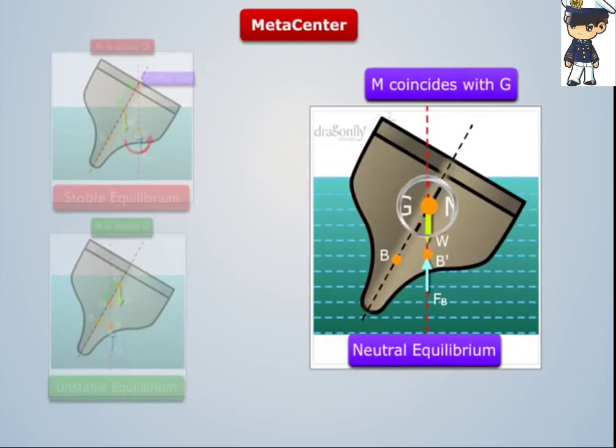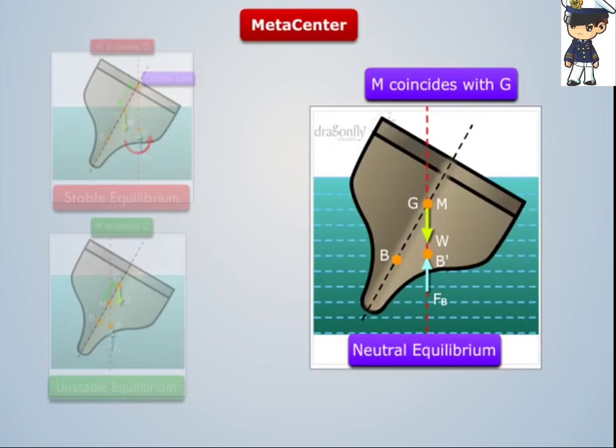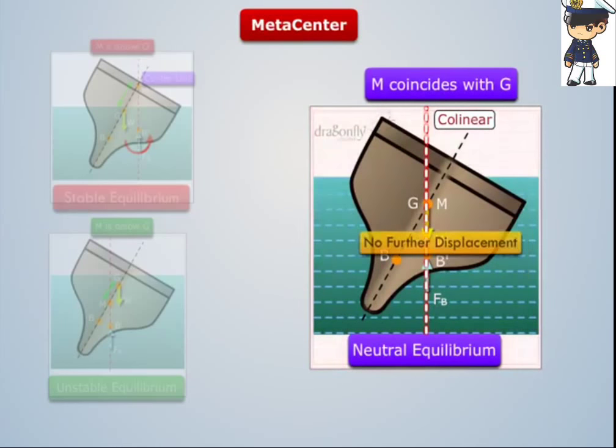And when M coincides with G, then in this case, the line of action of buoyancy force and the weight of the body are collinear and pass through the same point. Due to this, the body neither returns to its original position nor increases its displacement further. Thus, the body is said to be in neutral equilibrium.